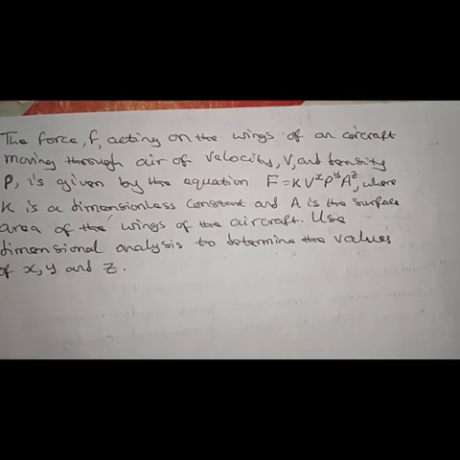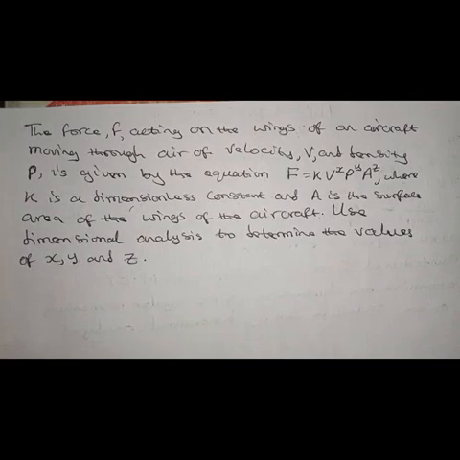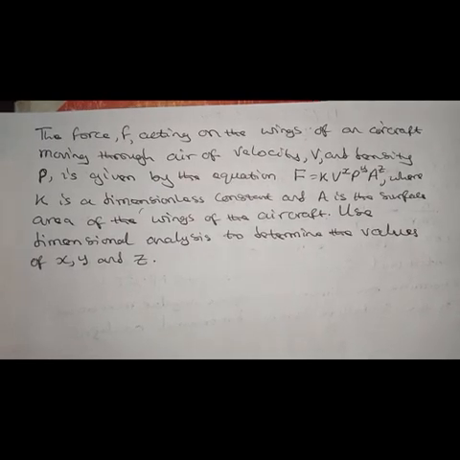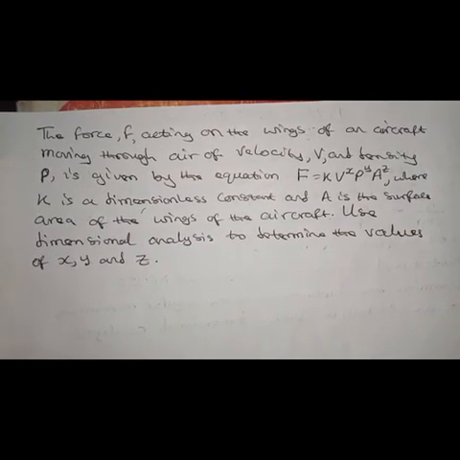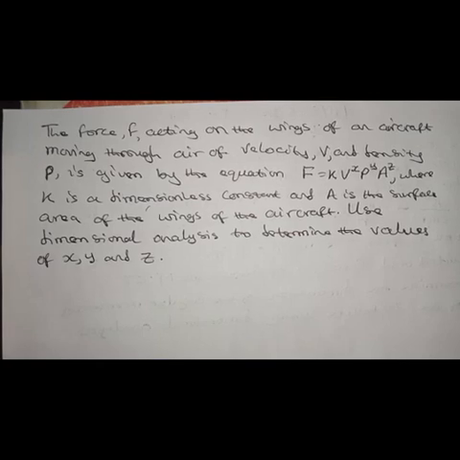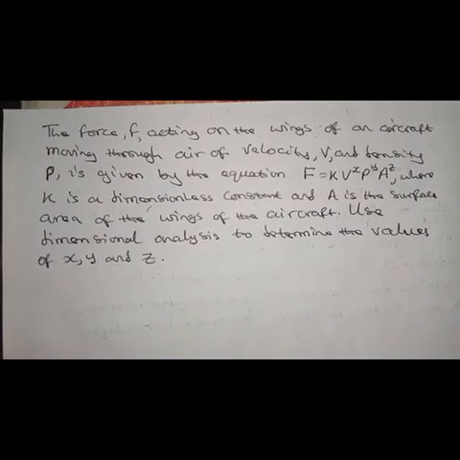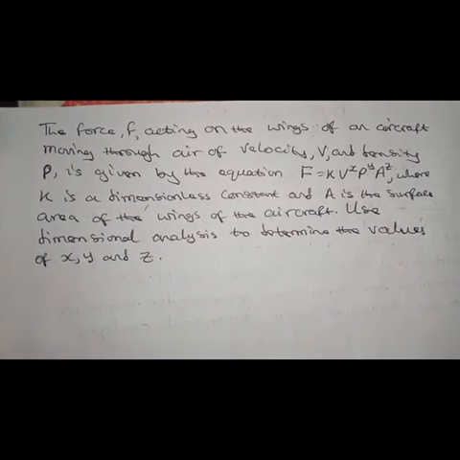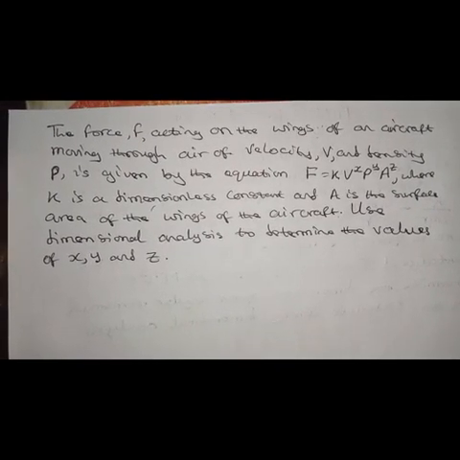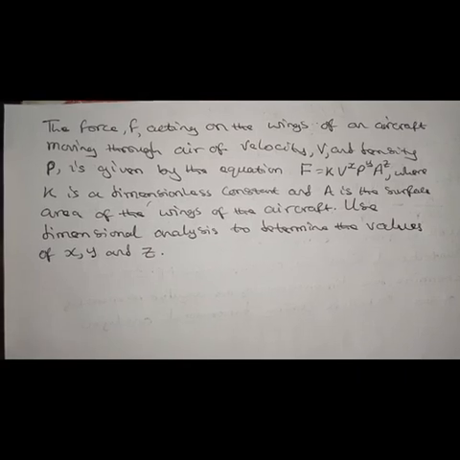Another question from WAEC. They said the force F acting on the wings of an aircraft moving through air of velocity v and density p is given by the equation F equals k v raised to power x p raised to power y a raised to power z, where k is a dimensionless constant and a is the surface area of the wings of the aircraft. Use dimensional analysis to determine the values of x, y, z.